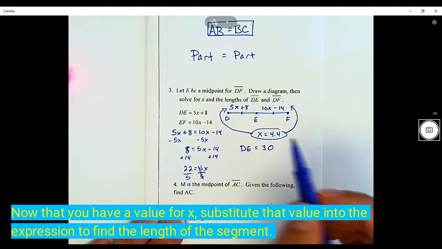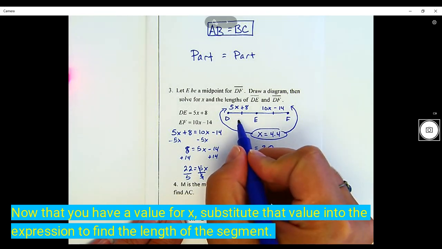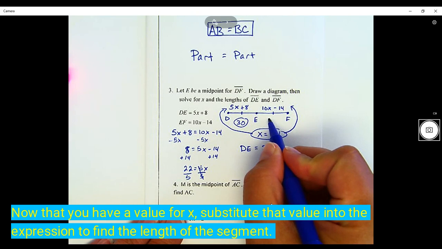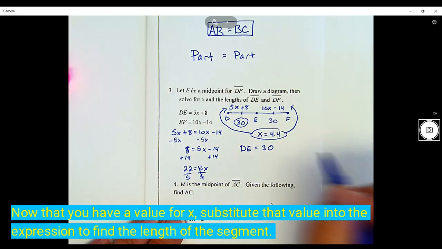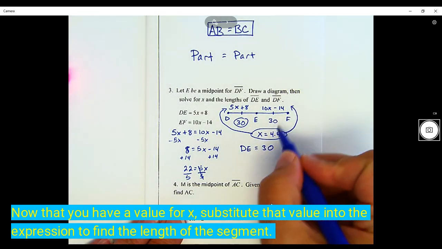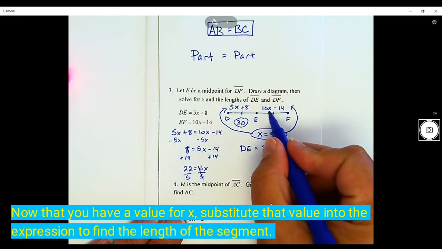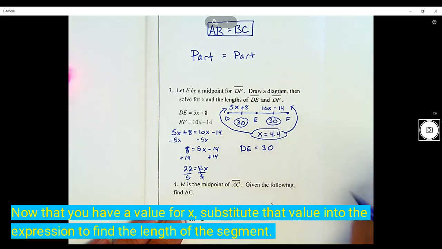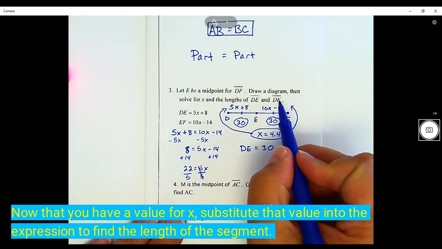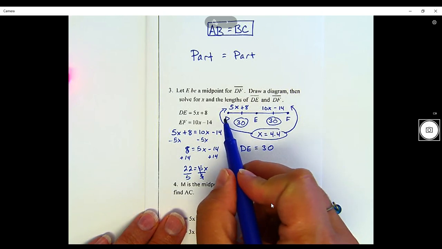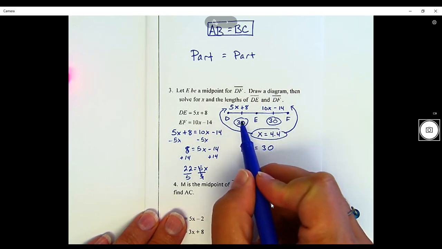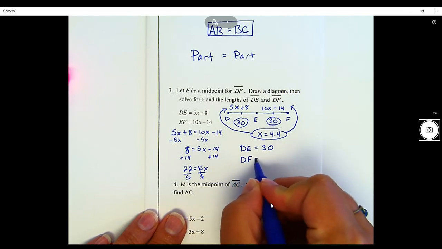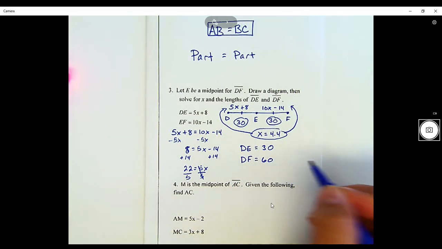30. Now, if this part is 30, and I know that these two parts are congruent, then this part also has to be 30. And you could check that by plugging the x in here. So 10 times 4.4 minus 14 in my calculator tells me that the length of this side is also 30. The other question that they asked me for is the length of DF, which is the total here. So if I know that this is 30 and this is 30, then the total DF has to be 60.